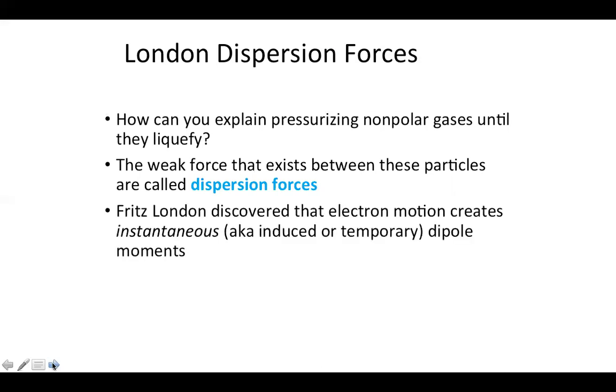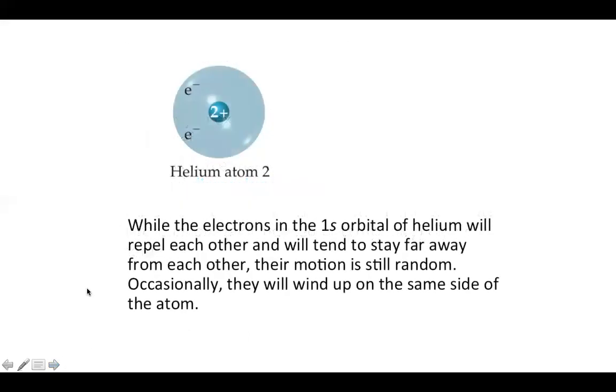So the idea of a London dispersion force is that these temporary, or it could also be called instantaneous or induced, dipole moments are going to form. So let's say, for instance, we're looking at helium. It's just an atom, so it's not polar. So we don't have dipole-dipole interactions, but why could we cause some of those nonpolar gases to convert or condense into a liquid? And that's because we have these temporary dipoles that can form.